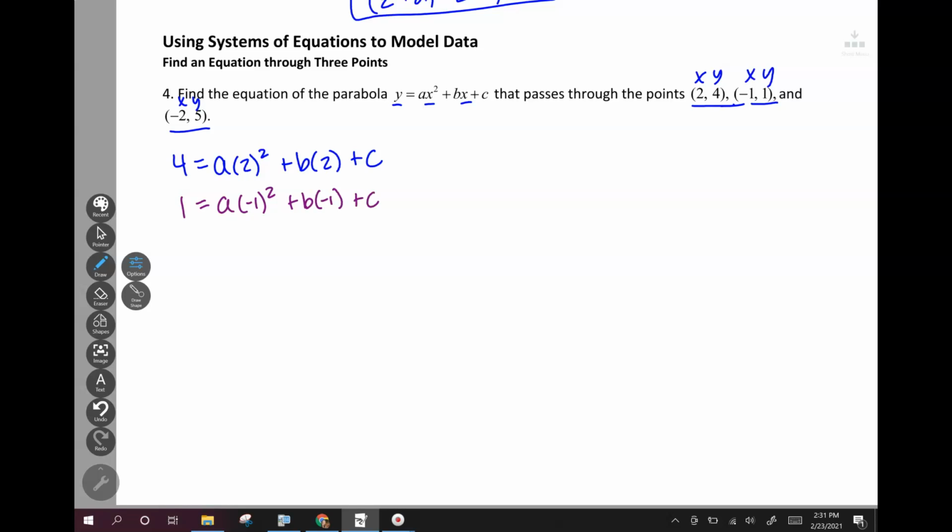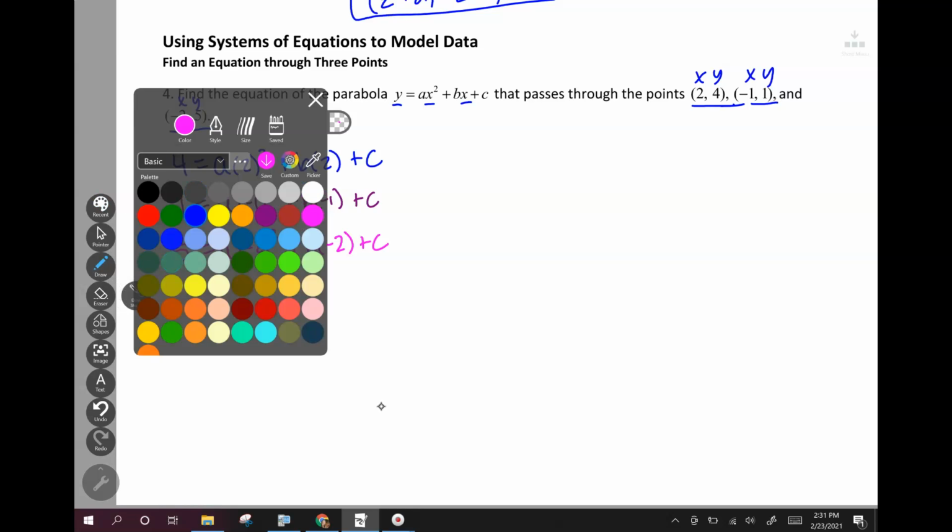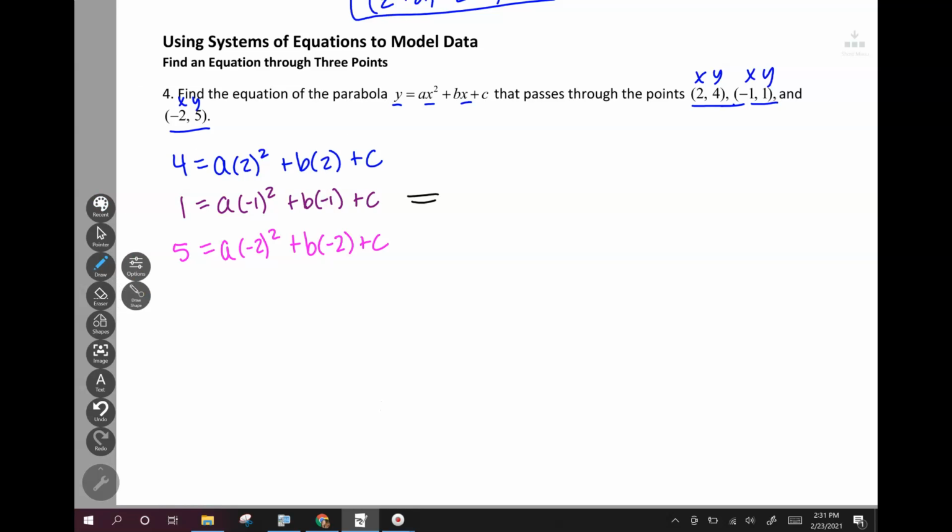Okay, now plug in the third equation for x and for y. Okay, now I actually can simplify those a little bit. So let's do that. I'm actually going to square the 2. That's 4, so 4a plus 2b plus c.